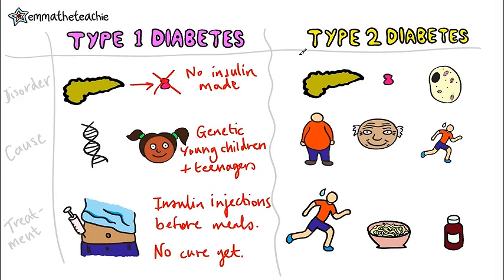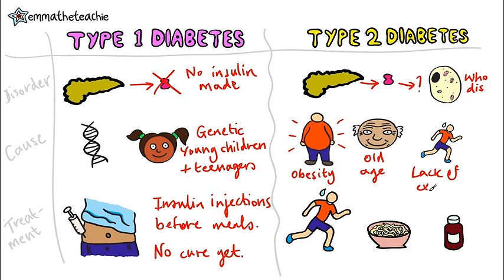Okay, let's look at type 2 diabetes. This is when the pancreas does make insulin, but the body cells just don't respond to it. The main risk factor for type 2 diabetes is obesity, but other factors include old age and a lack of exercise. Treating it then seems a little obvious.